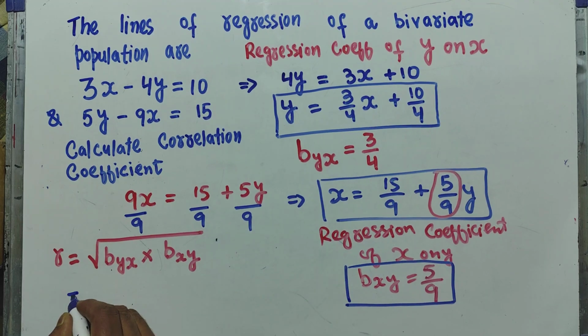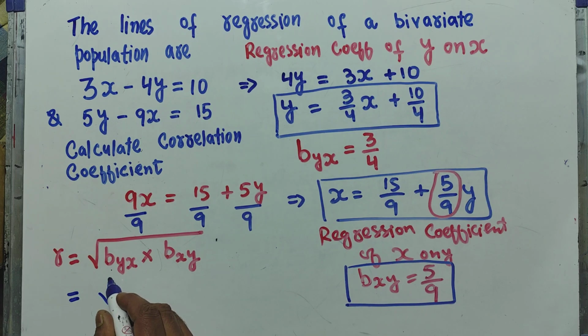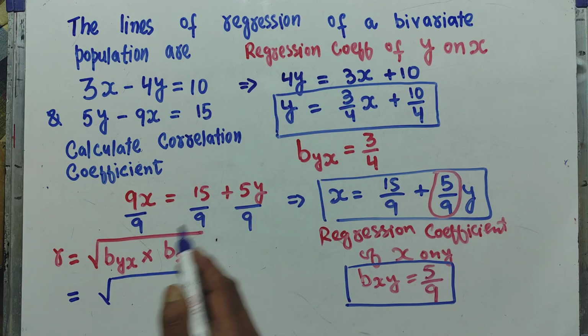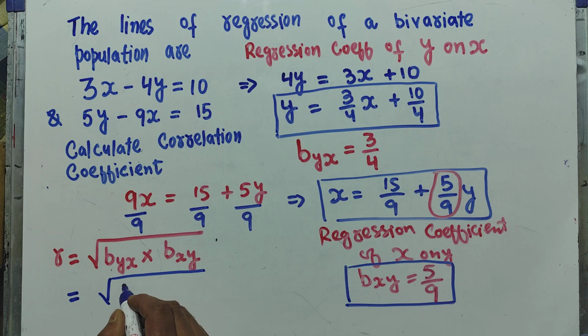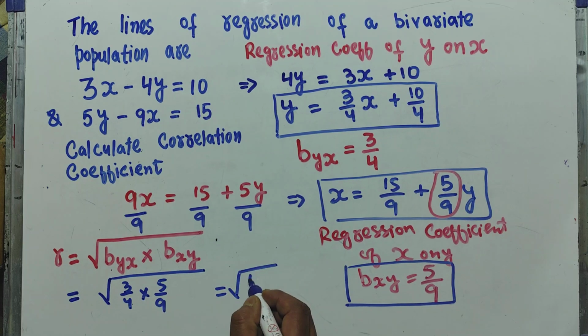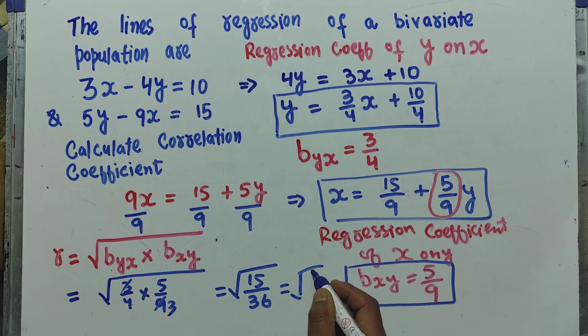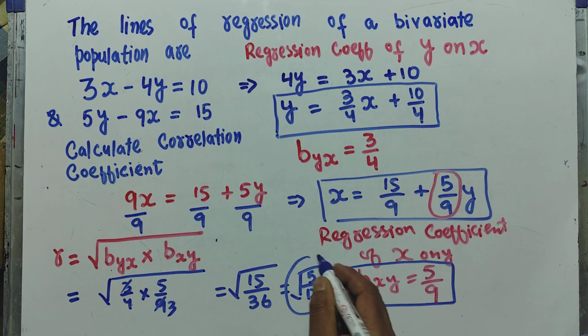So in this case, the correlation coefficient is the geometric mean of the regression coefficients. So we have 3 upon 4, byx, into 5 upon 9, bxy, which is equal to 15 divided by 36, which we solve to 5 upon 12, under the square root. So we will get the square root of 5 upon 12 as our correlation coefficient here.